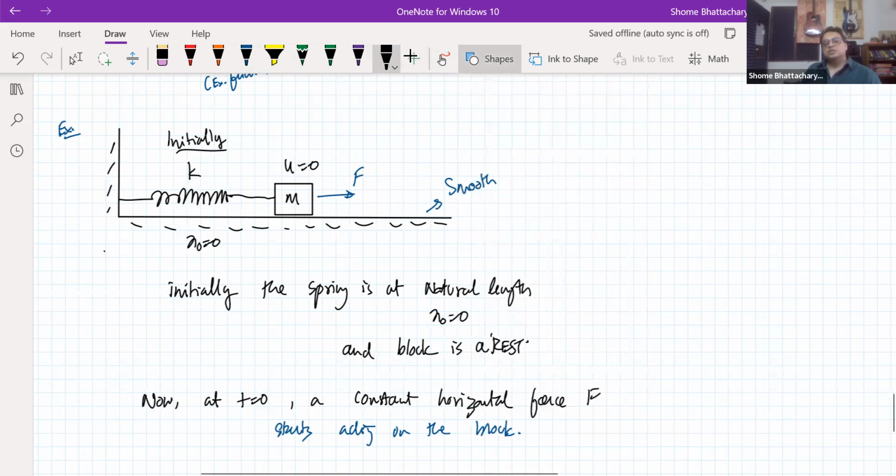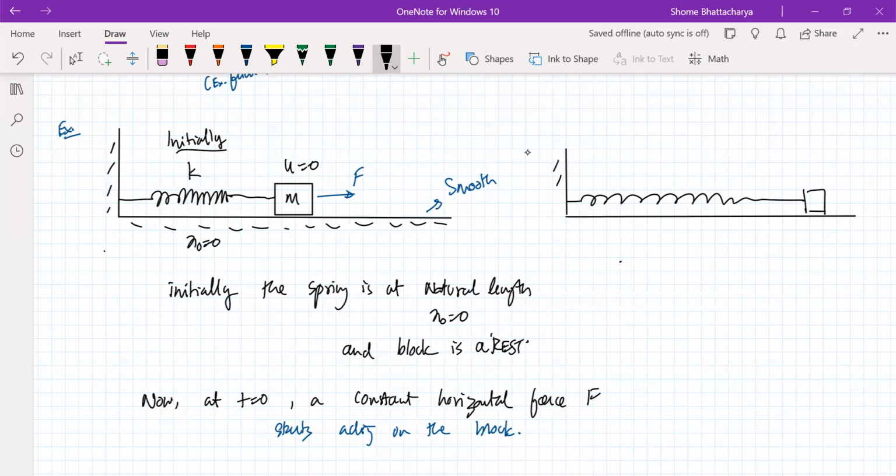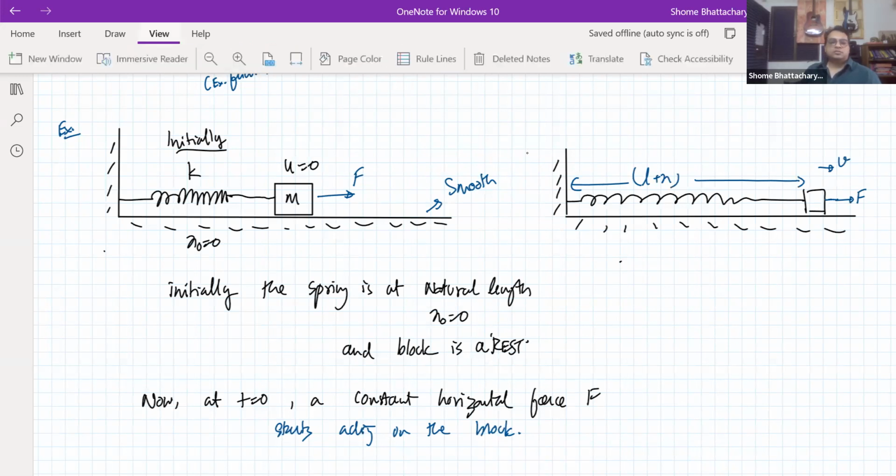So after some time now, let's say the system has changed both its state as well as its kinetic energy because of the action of the constant horizontal force instead of a slowly increasing force. So at some time t now, while this force is continuously acting on the block, the spring is extended by x, and by now the block has a speed v.